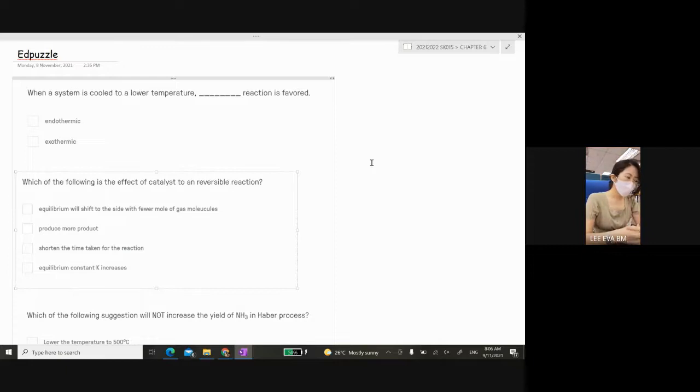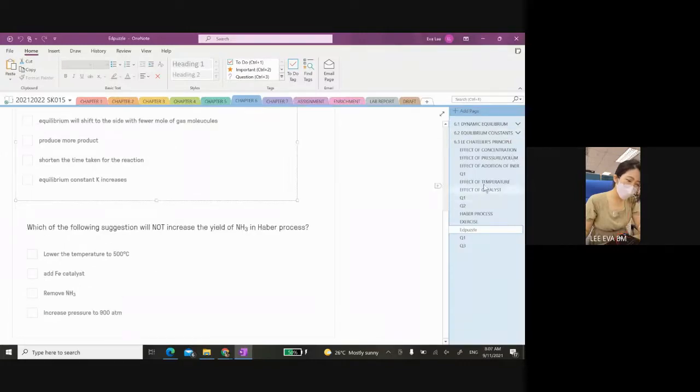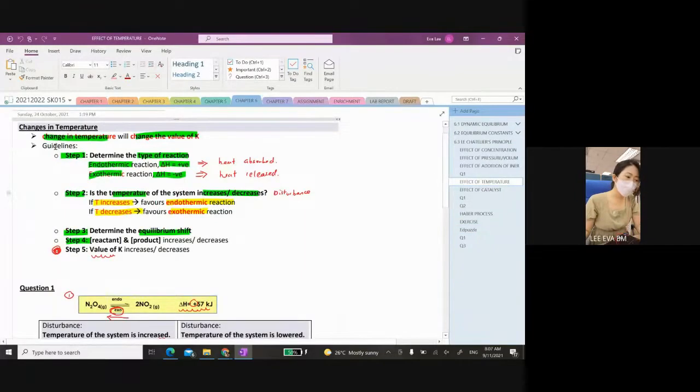Okay, so in the effects of temperature, you need to understand and be able to follow that guideline, the 5 steps. If you look back at your notes over here, effect of temperature, step 1, determine the type of reaction. Then step 2, only then you will see what is the disturbance event. Is it mentioned in the question that temperature is increasing or decreasing? Then step 3, step 4, step 5 is the consequence. Okay, so the first step is very important.